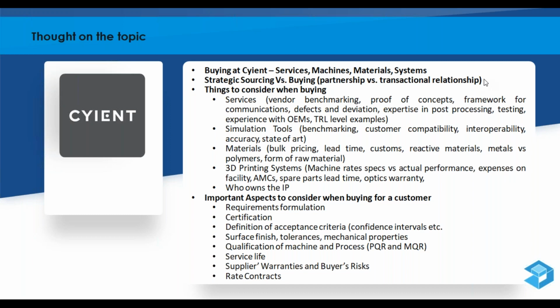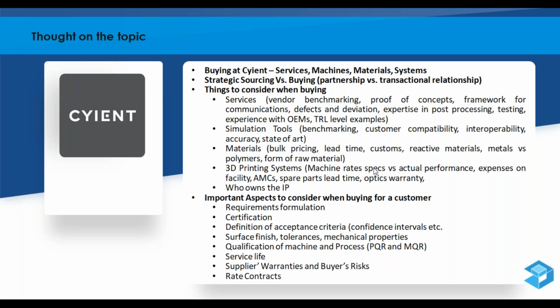You need to ensure that your service bureau or the partner is complying with the certifications that the customer may require. You need to define the acceptance criteria for a part. For example, the confidence intervals on the tensile strength, what are the acceptable levels of surface finish tolerances, etc. These need to be defined very, very well in advance, and these need to be discussed and finalized.